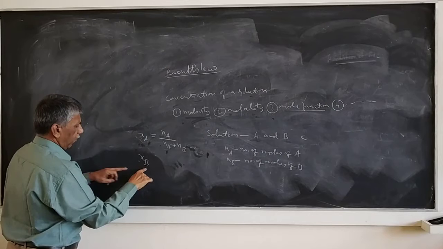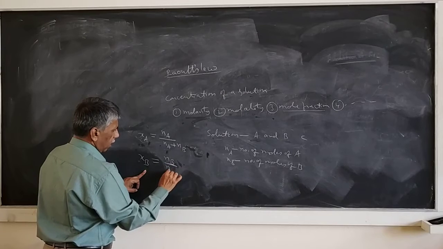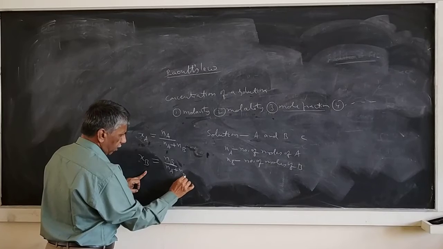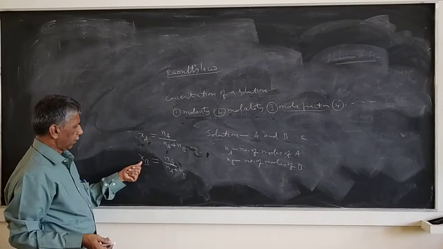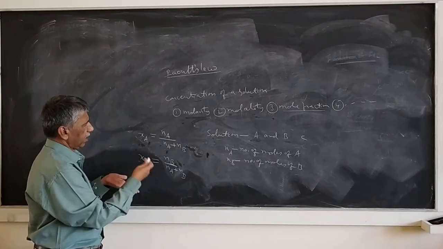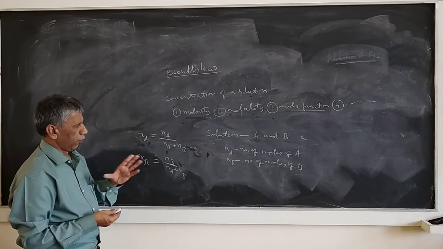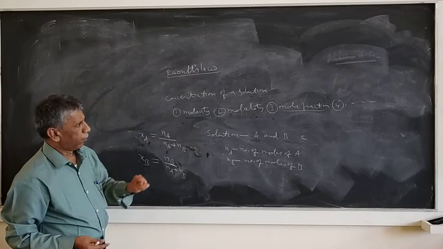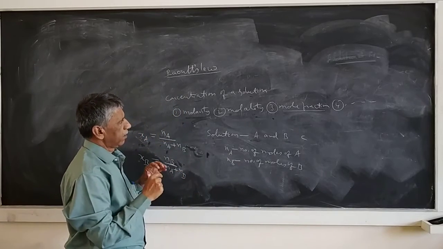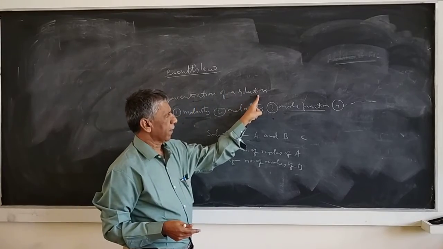The mole fraction of component B is equal to number of moles of component B divided by number of moles of component A plus number of moles of component B. This is the formula for the mole fraction of component B. So remember these things, as they are useful for the further study of solutions. This is a brief about the mole fraction, which is one of the terms used to express the concentration of the solution.